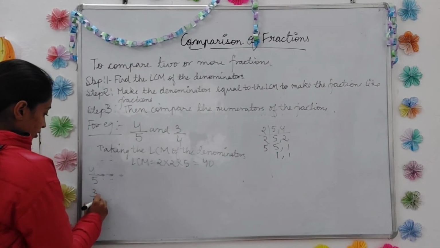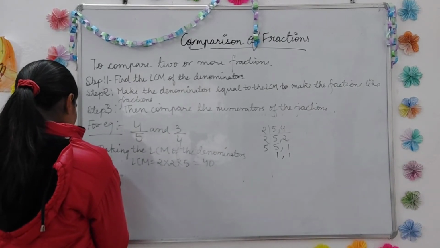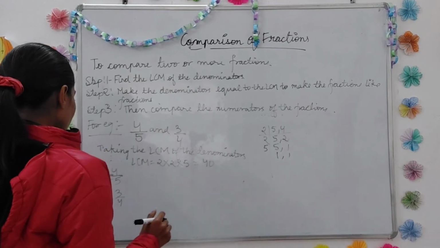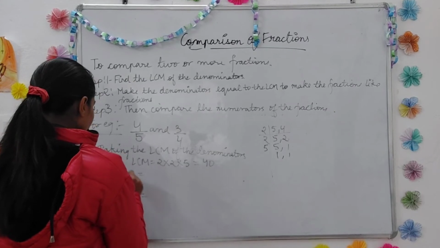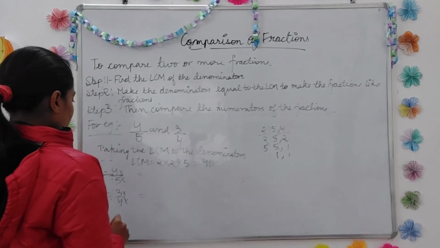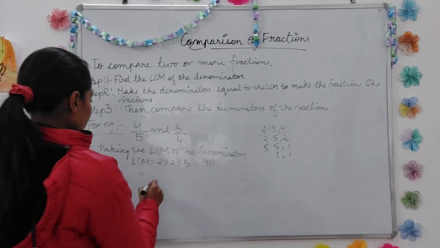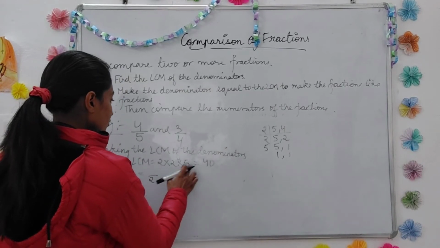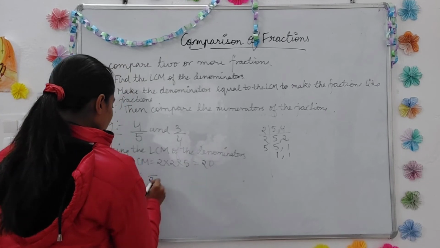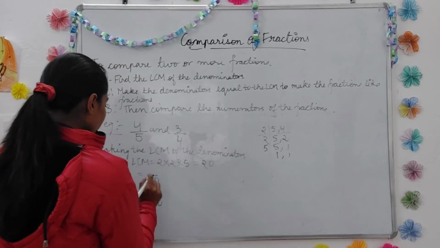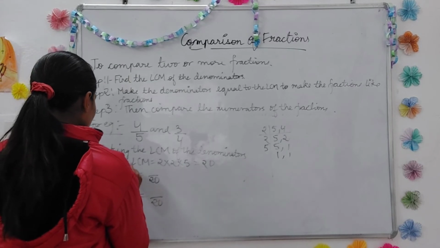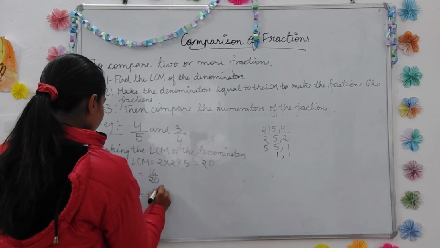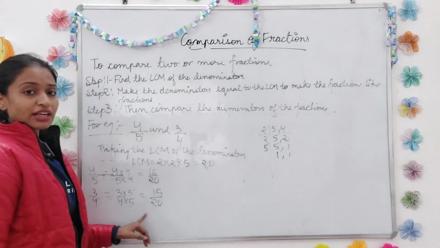We have already learned how to make the fractions equivalent in the previous videos. So now we will multiply the numerator and the denominator with the same number to make the denominator 20. So 5 into 4, this will be 4 into 4, 16, and this will be 3 into 5, 15. Now we have like fractions here.